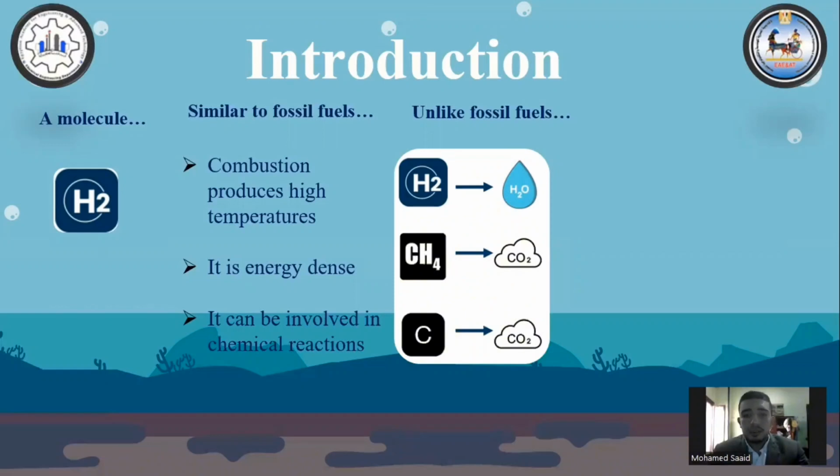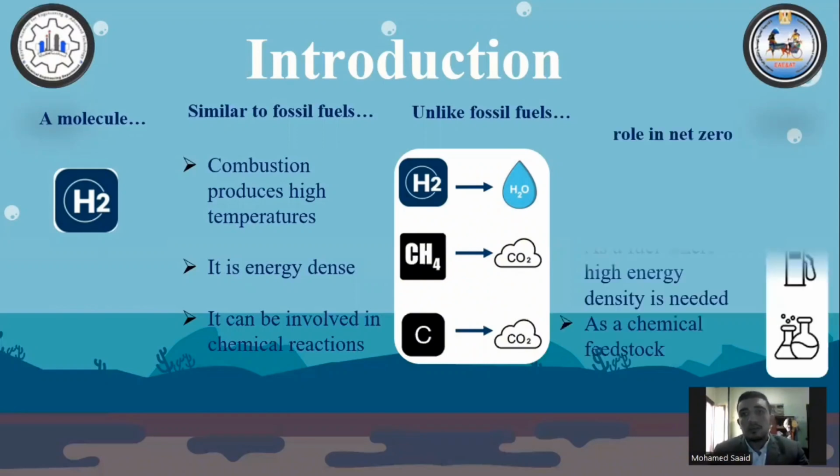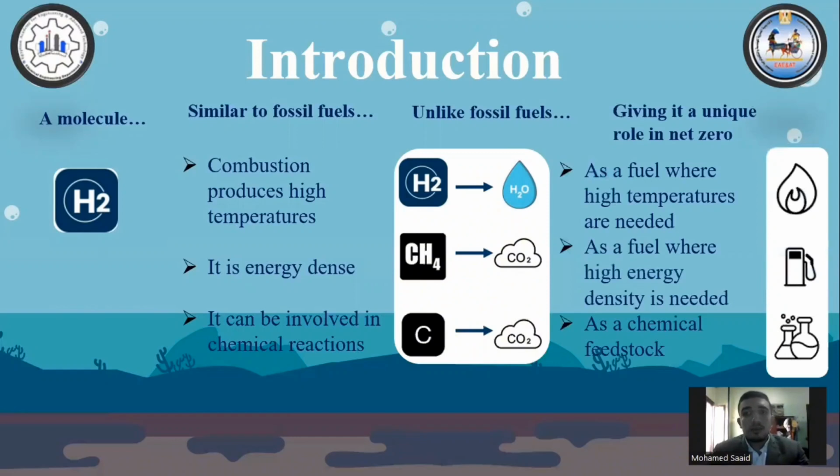Methane, when combusted, produces carbon dioxide. Coal, when combusted, produces carbon dioxide and carbon monoxide. The unique role of hydrogen: it's used as a fuel when we need high temperature, used as a fuel when we need high energy density, and also can be used as a chemical feedstock in many industries.